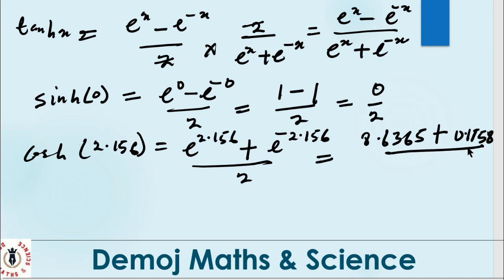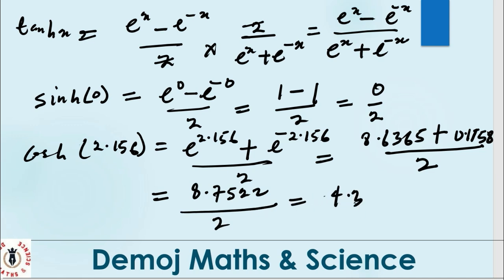0.1158 over 2. Summing both of them together, the top values, that is 8.6365 plus 0.1158, will come up with 8.7522 over 2. So that when we divide this, you come up with 4.376. With this, I hope you understand how to evaluate functions.